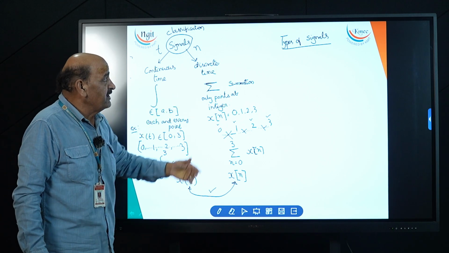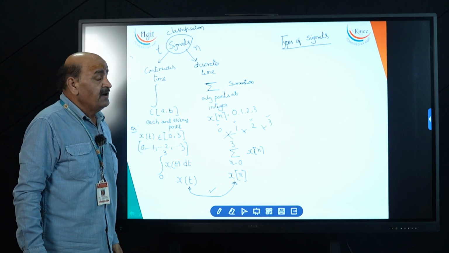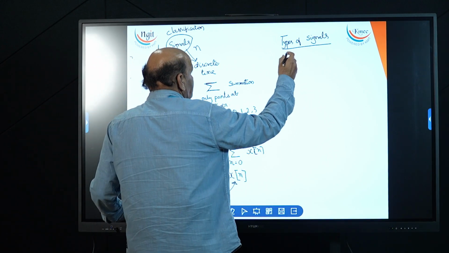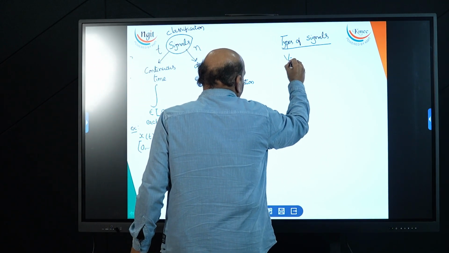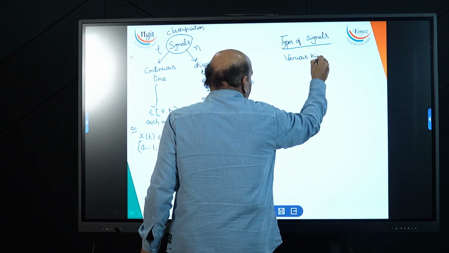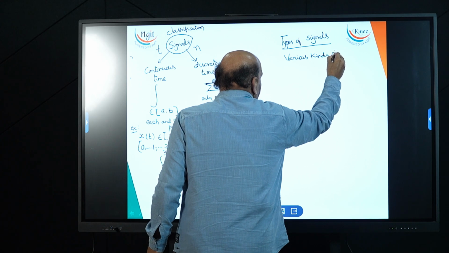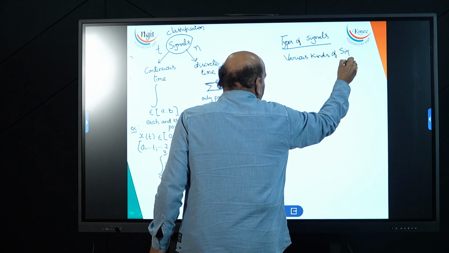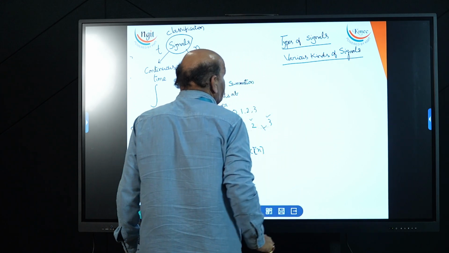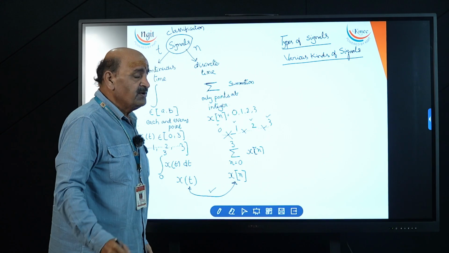In the next topic, we are going to start with types of signals. Types of signals means various kinds of signals. That is called types of signals. Now we are going to start.